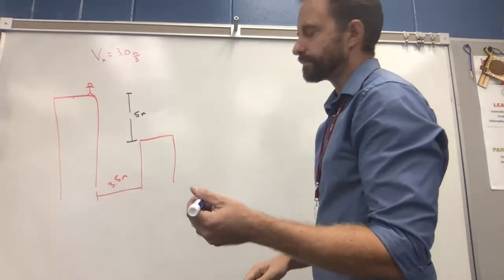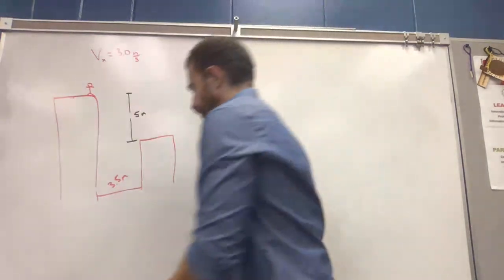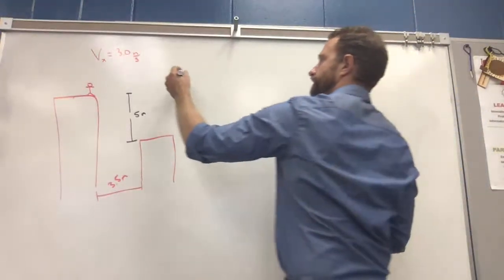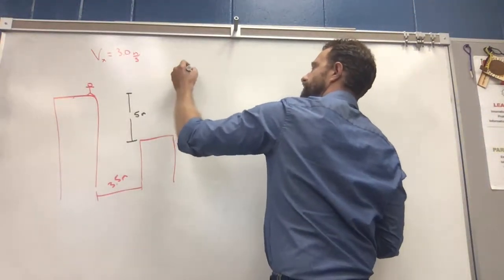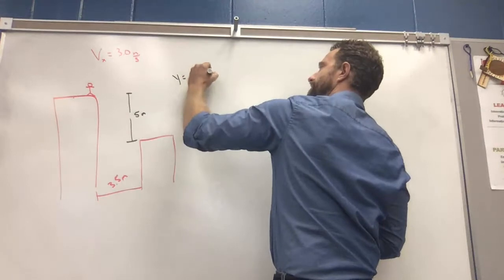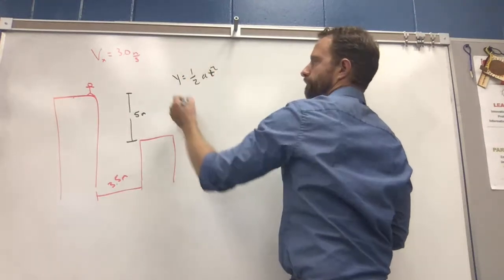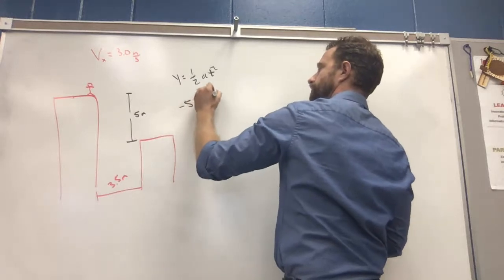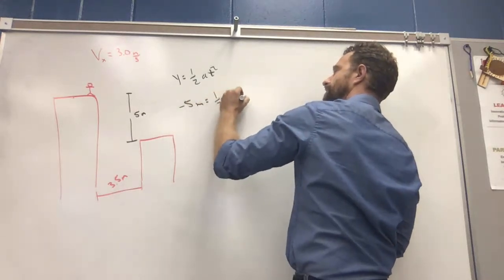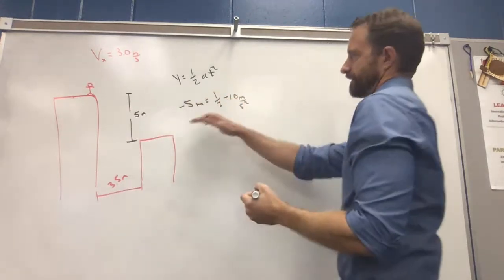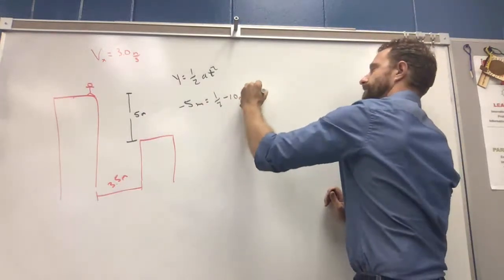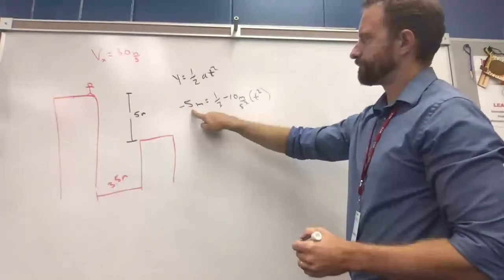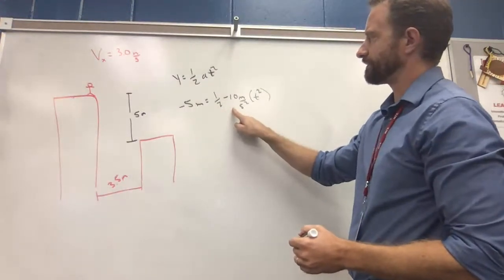So if we use the y here to figure out how long it's going to take to drop 5 meters, we say y equals 1/2 a t squared. So -5 meters equals 1/2 of -10, just using 10 for g to make life easy, times t squared. 1/2 of -10 is -5.